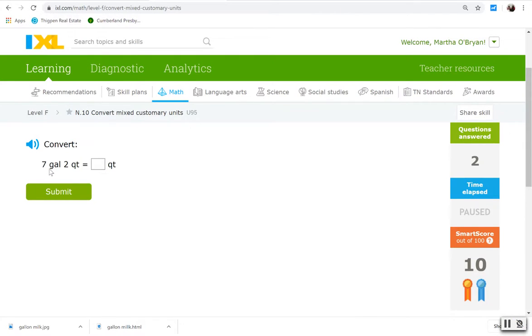So here we have 7 gallons and 2 quarts going into quarts. So gallons are a bigger unit than quarts, meaning that there are more quarts per gallon. And so we're going to be taking this and trying to go to just quarts.